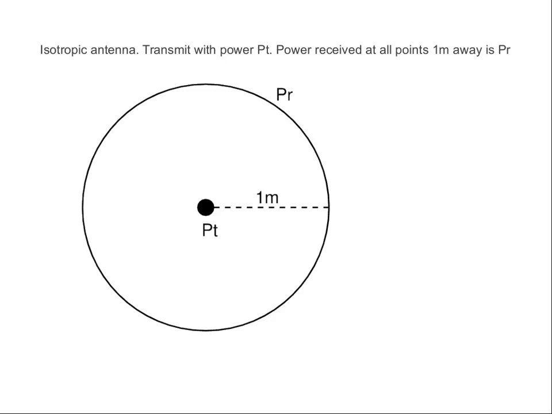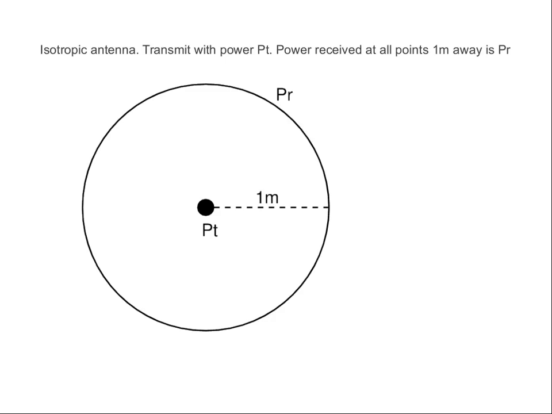If I measured the power 2 meters away, will it be less than, equal to, or greater than 1 watt? It'll be less than, okay? The further we go away, the weaker it gets. That's just attenuation. So isotropic, equal in all directions.